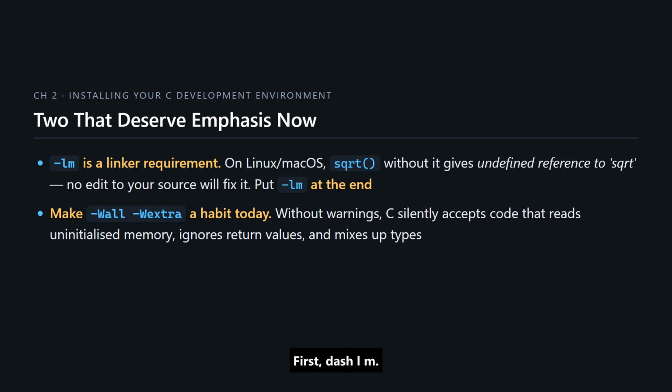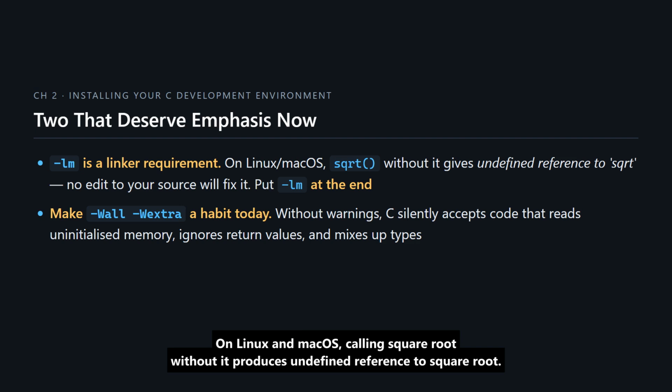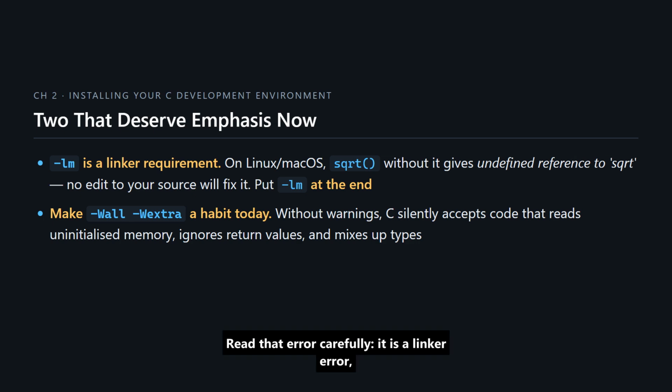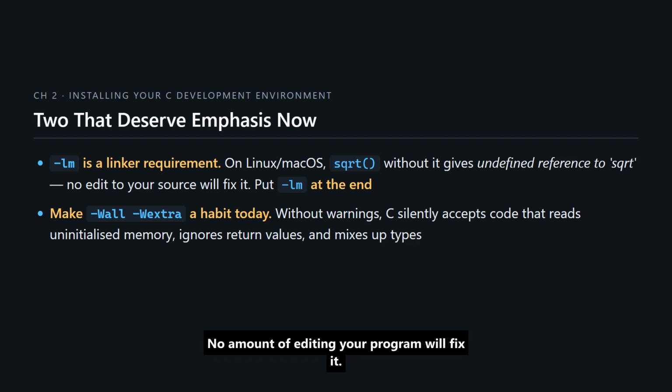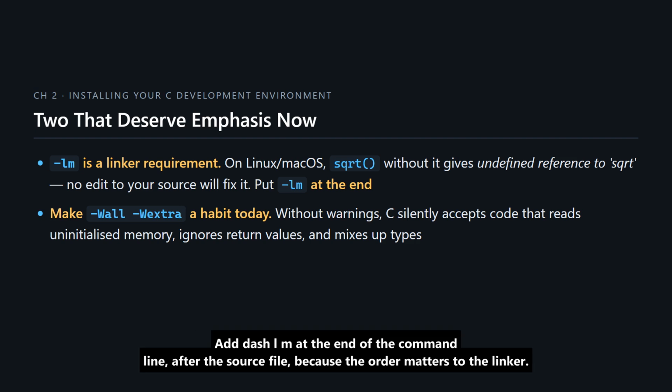First, -lm. On Linux and macOS, calling sqrt without it produces undefined reference to sqrt. Read that error carefully, it is a linker error, which means your source code was compiled perfectly and the only problem is that nobody told the linker where the maths library lives. No amount of editing your program will fix it. Add -lm at the end of the command line after the source file because the order matters to the linker.